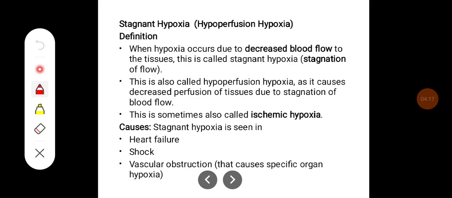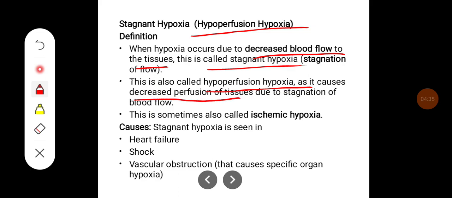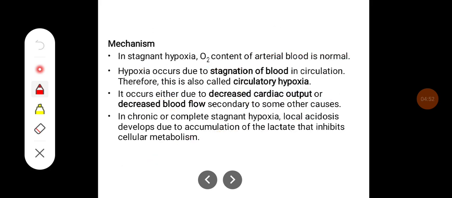Stagnant hypoxia, which is also called hypoperfusion hypoxia, occurs when there is decreased blood flow to the tissues. It is called hypoperfusion hypoxia as it causes decreased perfusion to the tissues due to the stagnation of the blood flow. This is sometimes also called ischemic hypoxia. The causes of stagnant hypoxia are heart failure, shock, and vascular obstruction, which cause specific organ hypoxia.